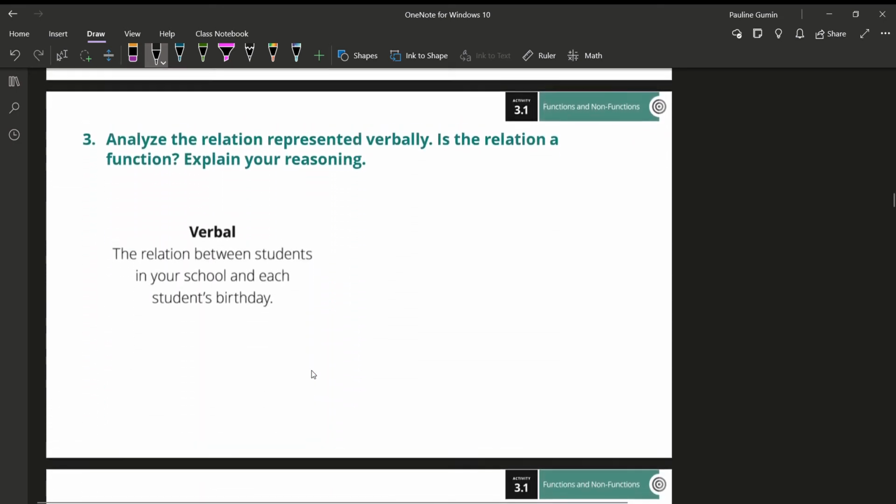Okay, verbal. The relation between students in your school and each student's birthday. Now, every student has exactly one birthday. We're not going to count half birthdays. I mean like real, regular birthdays, the ones that would be written on a birth certificate. So this is a function because one student has one birthday.